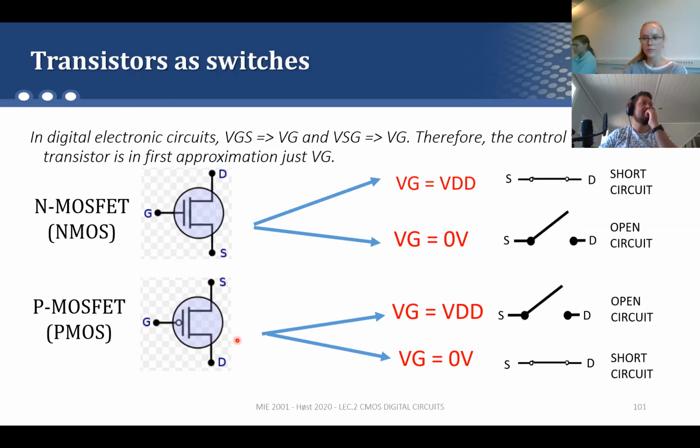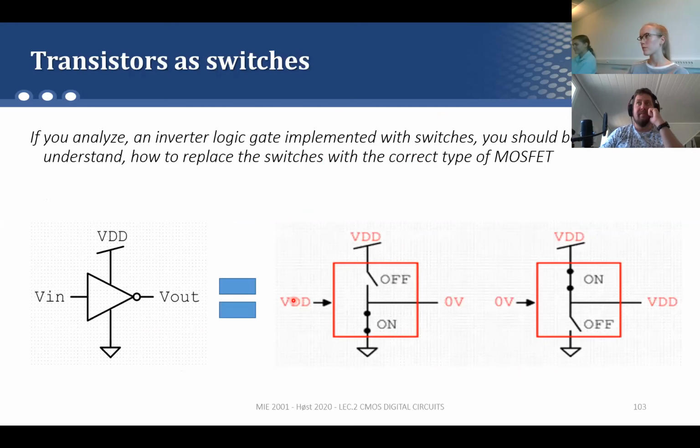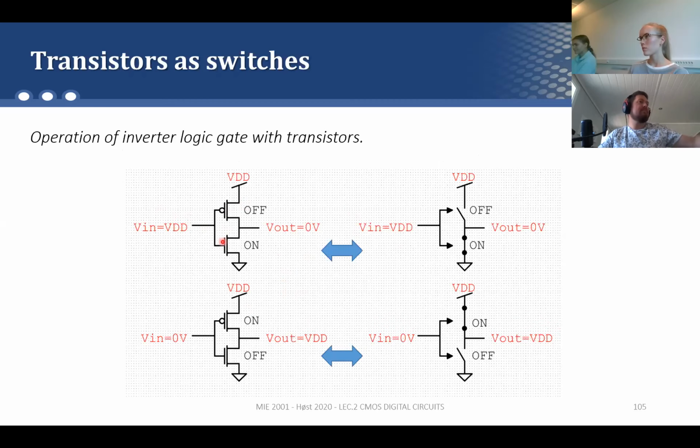So I hope that this part was at least clear. And every digital circuit that is made of PMOS and NMOS is called a complementary circuit because PMOS and NMOS are complementary. Therefore, these circuits are called CMOS circuits, where the C means complementary. Here, I've shown again that in digital circuits we have to think of PMOS and NMOS as switches. So this is what happens in these two different cases.